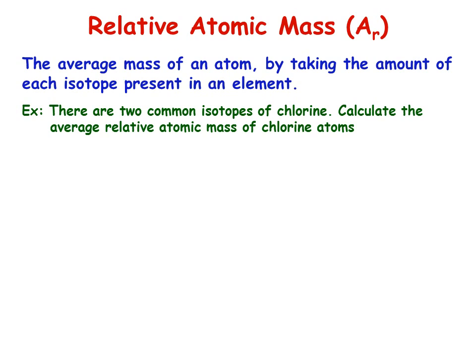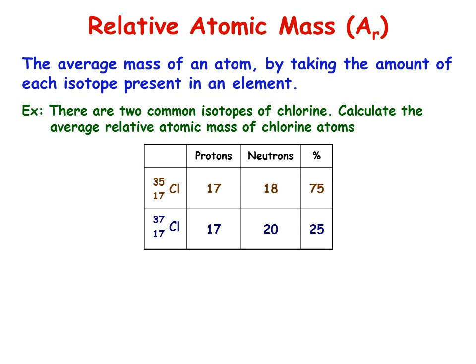The example is: there are 2 common isotopes of chlorine. Calculate the average relative atomic mass of chlorine atoms. One is chlorine-35, in which protons are 17 and neutrons are 18. What is its percentage abundance? 75%. The other is chlorine-37, another isotope, with the same number of protons but 20 neutrons. How much does it exist? 25%. Percentage abundances can vary; it could be different, it doesn't matter.